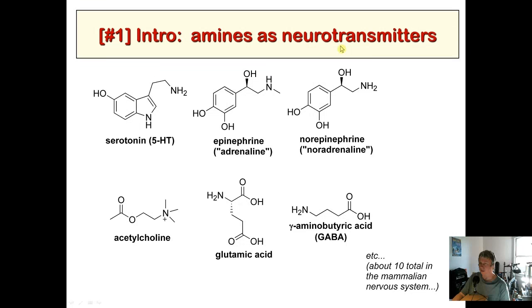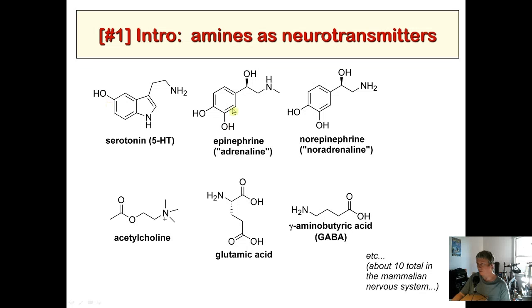Amines are used as neurotransmitters in our body. So these are molecules that our body produces to transmit neural signals: serotonin, or 5-hydroxytryptamine. Tryptamine, which is just this bottom part with the 2 carbons and nitrogen, is related to tryptophan, the amino acid, but this has a 5-hydroxy group, and that's what makes it a neurotransmitter.